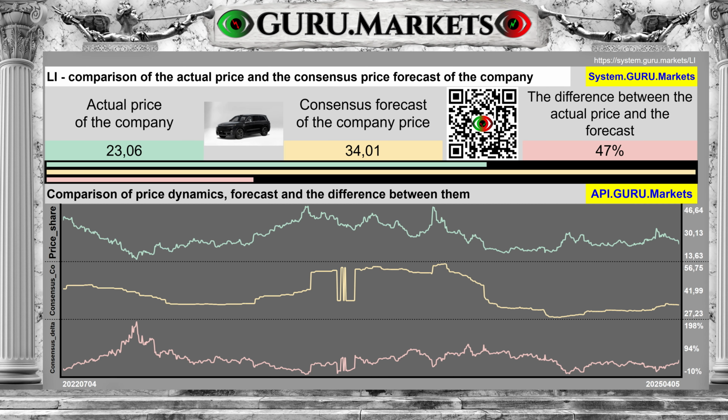The company's current stock price is approximately $23.06. The consensus price target for the company's shares is around $34.01. The difference between the actual price and the consensus forecast is approximately 47%.